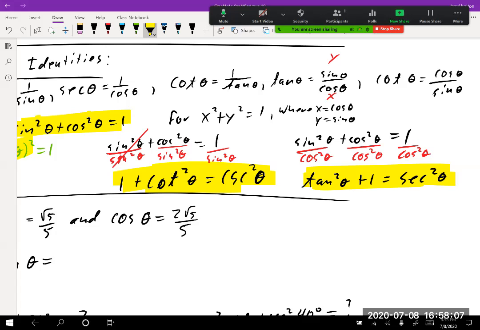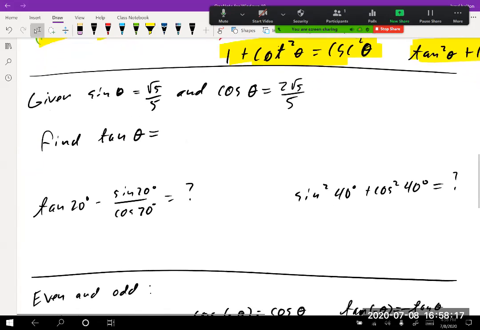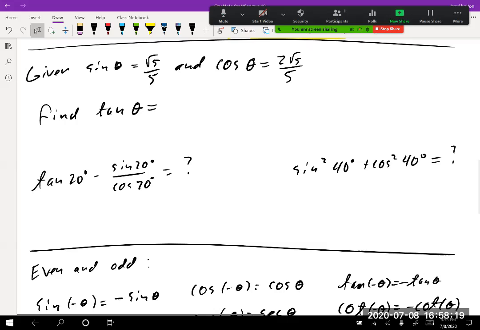So these 3 identities come up over and over again, especially the original sine squared theta plus cosine squared theta, which comes up nonstop in trigonometry, calculus, everywhere. So a lot of stuff can be built from that one identity.